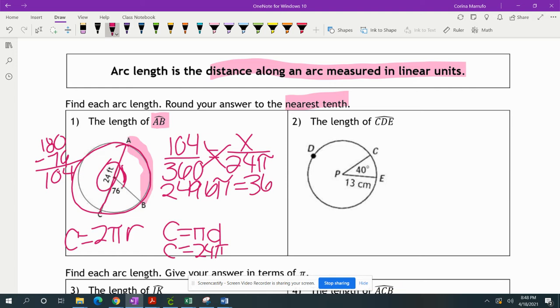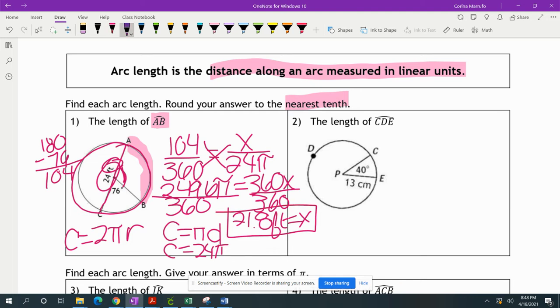Equals 360x. Then to solve for x, I need to get rid of this 360, so I'm going to divide both sides by 360. Since they want this rounded to the nearest tenth, in my calculator I'm going to do 2,496 times pi, and then divide that number by 360. That gives me 21.78. Rounding to the nearest tenth, I get 21.8. Our units here are feet. And that's it.